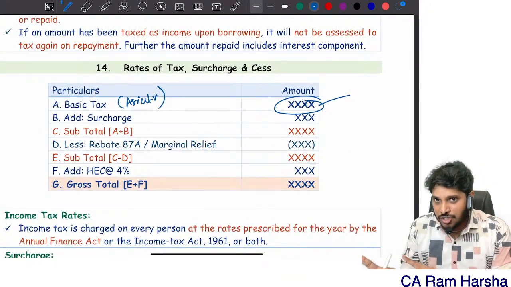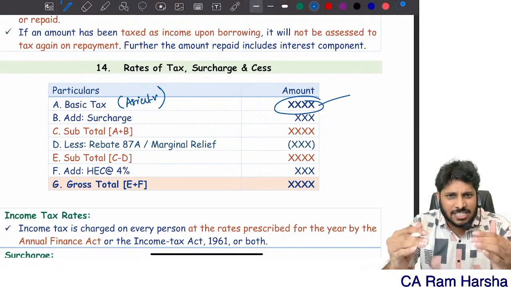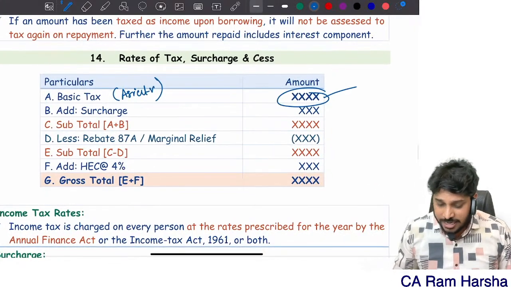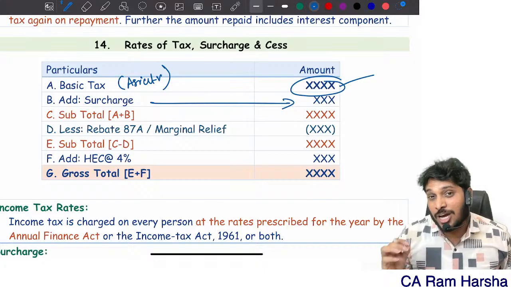Okay. Understood? If agriculture income is not there, the 3 steps logic does not apply. Basic tax 3 steps logic does not apply if agriculture income is not at all given in the question. Getting it? Then add surcharge. What is the rate at which surcharge has to be added?